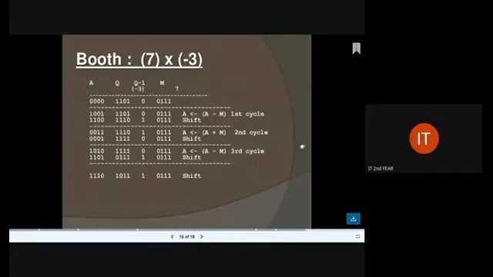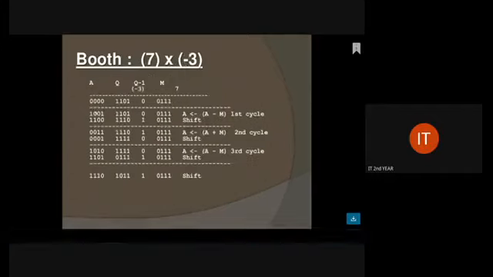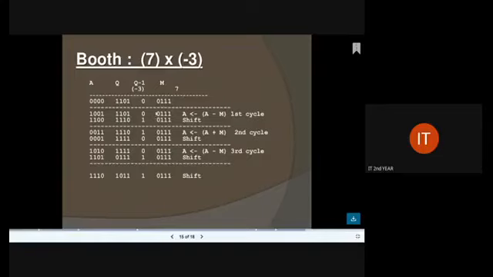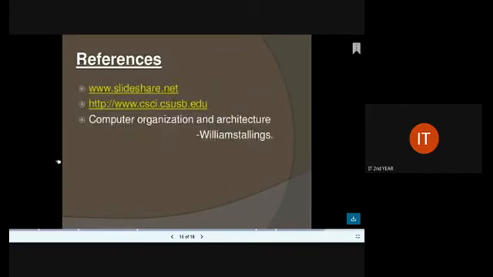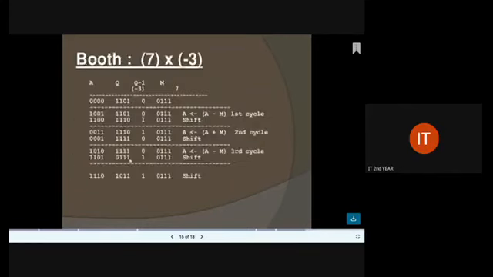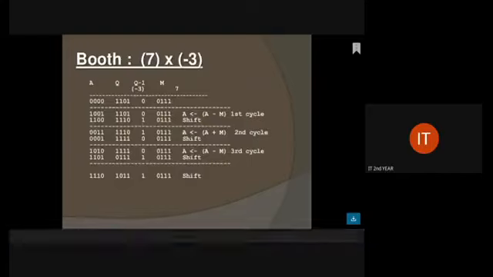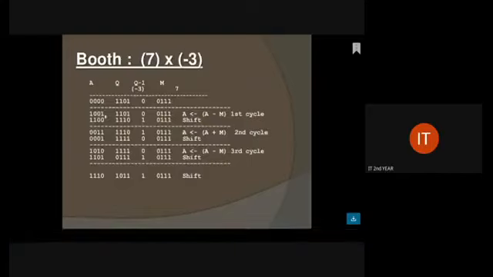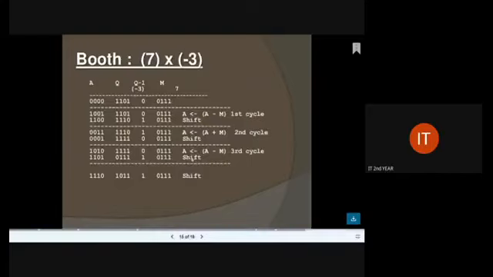Next cycle doesn't end, so we are just moving on to the next cycle. Here 0 1 is coming, so A tends to A minus M. After shifting, we are getting the value of A tends to A plus M because 1 0 is coming. So likewise, this process will be going on until we are getting the count value as 0.